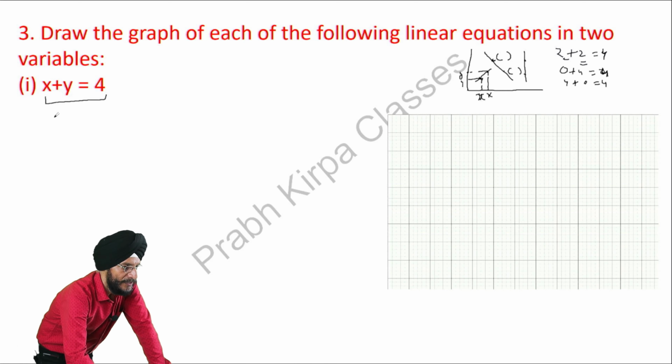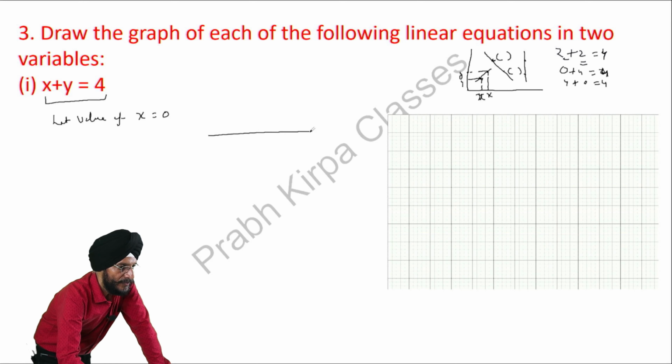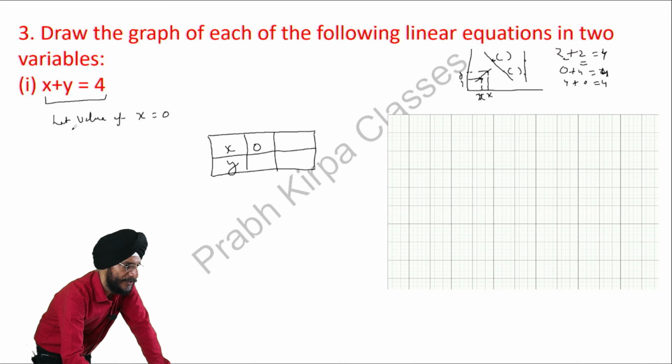So here, let the value of x be equal to 0. Here we will form a table where we will write the values of x and y. We have assumed the value of x is equal to 0. Now the equation given is x plus y is equal to 4. The value of x is 0, so y is 4. Then the value of y becomes 4.